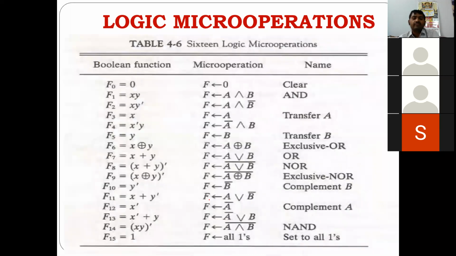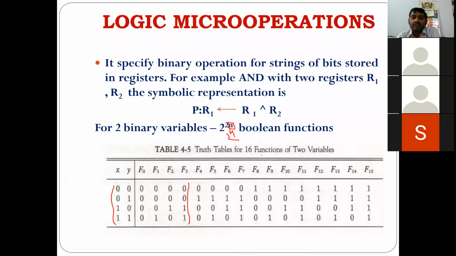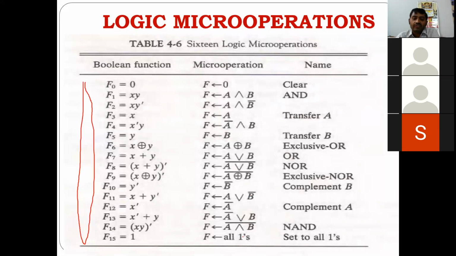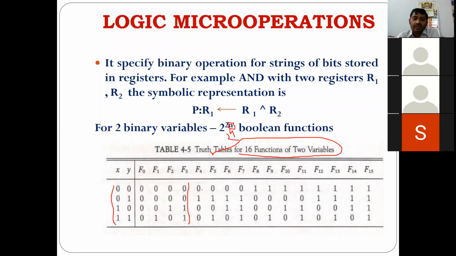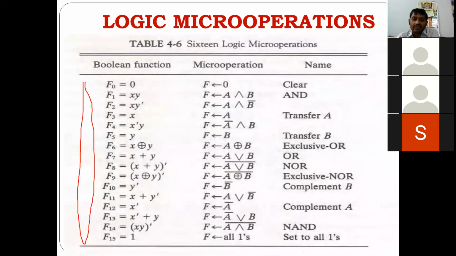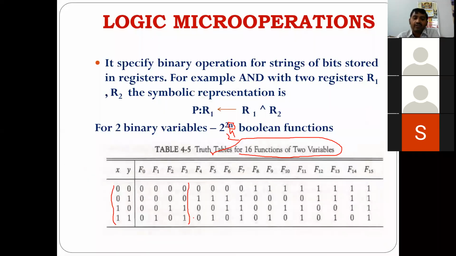So you can write some functions. It is not compulsory that you need to write and remember only these. Because I said that there are 16 Boolean functions possible, and this particular Morris Mano is saying that these are the functions, but you can define your own functions. It may be f15 all ones, even that you can write. First define this table, Boolean function and micro operation, and then you fill up this table according to that. Then that is very easy for you, right?